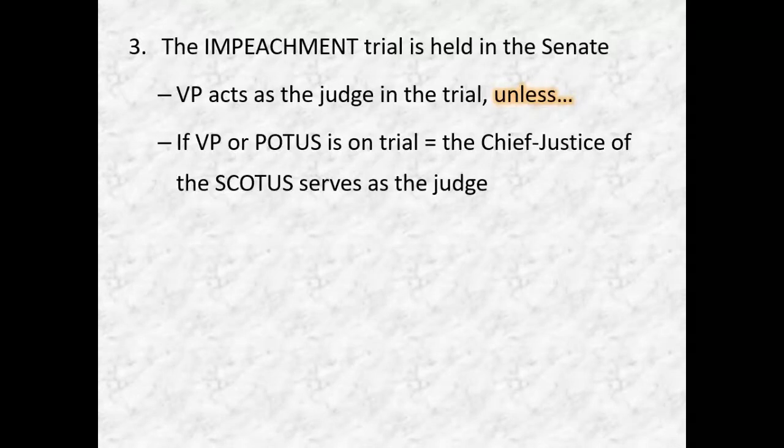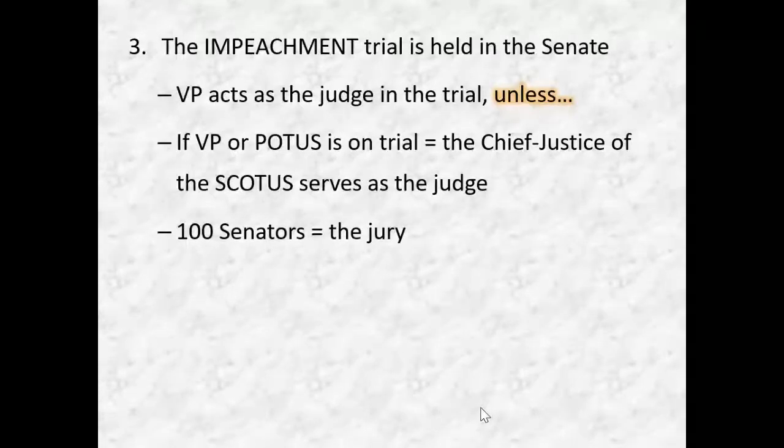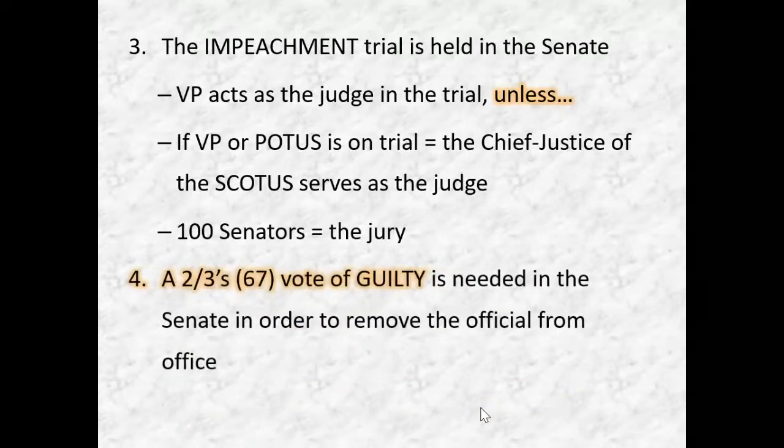If the vice president or president is on trial, then the Chief Justice of the Supreme Court would serve as the judge. The Senate serves as the jury, who sit and listen to evidence and make the ultimate determination of guilt or innocence in the trial. In order for the accused to be found guilty and removed, 2/3, a supermajority, or 67 of the 100 senators must vote guilty. This supermajority, or 2/3 threshold, ensures that members of both parties would have to agree to some degree to remove a government official for wrongdoing.